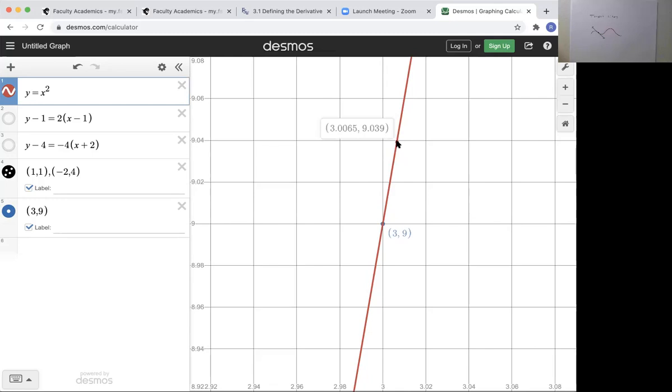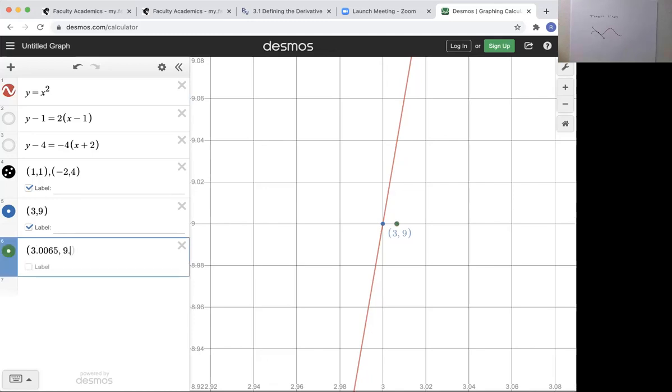So I have the point (3.0065, 9.039). This came from zooming in very close to the point (3, 9). Notice it's 0.0065 away in the x direction and 0.039 away in the y direction. So what is the slope of that line? Let's look at those 2 points.